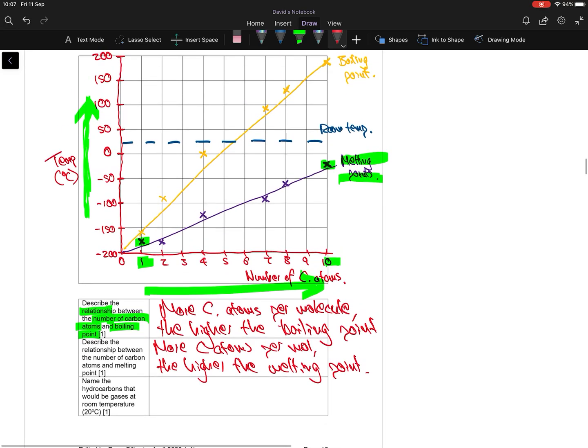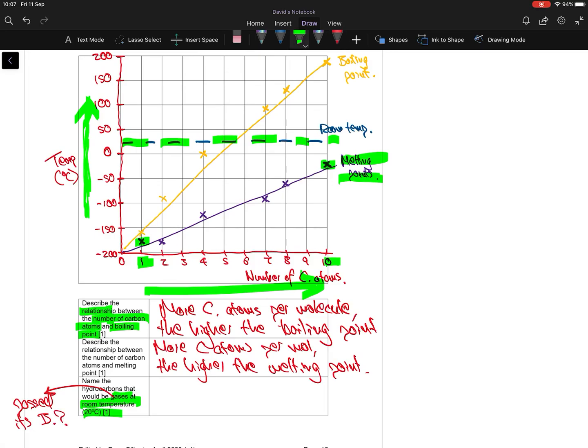Now, next question. Name the hydrocarbons that would be gases at room temperature. So as you'll see here, this is our room temperature, about 20 degrees Celsius. Now, if something is a gas, it has passed its boiling point.